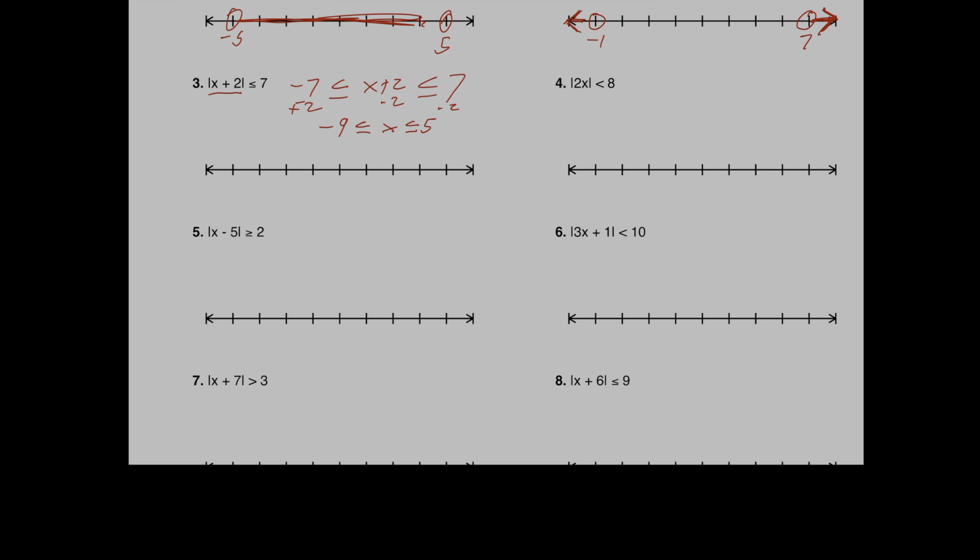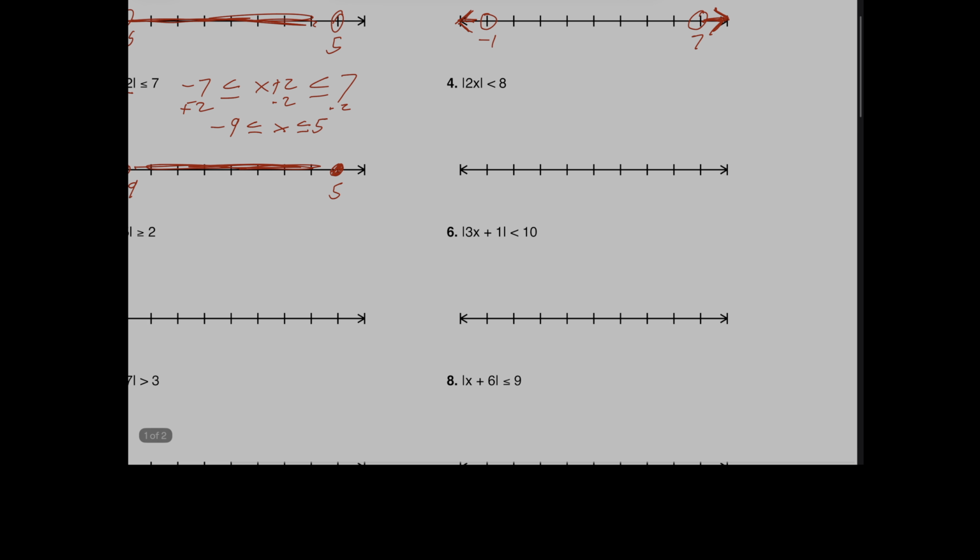They didn't give me enough here, so we're just going to make up numbers even though it doesn't really fit the chart. And so there's going to be a dot there, and I'm going to write 5 there, and I'm going to put a dot there because of the equal sign, and x is everything in between. Okay, let's go on to number 4.